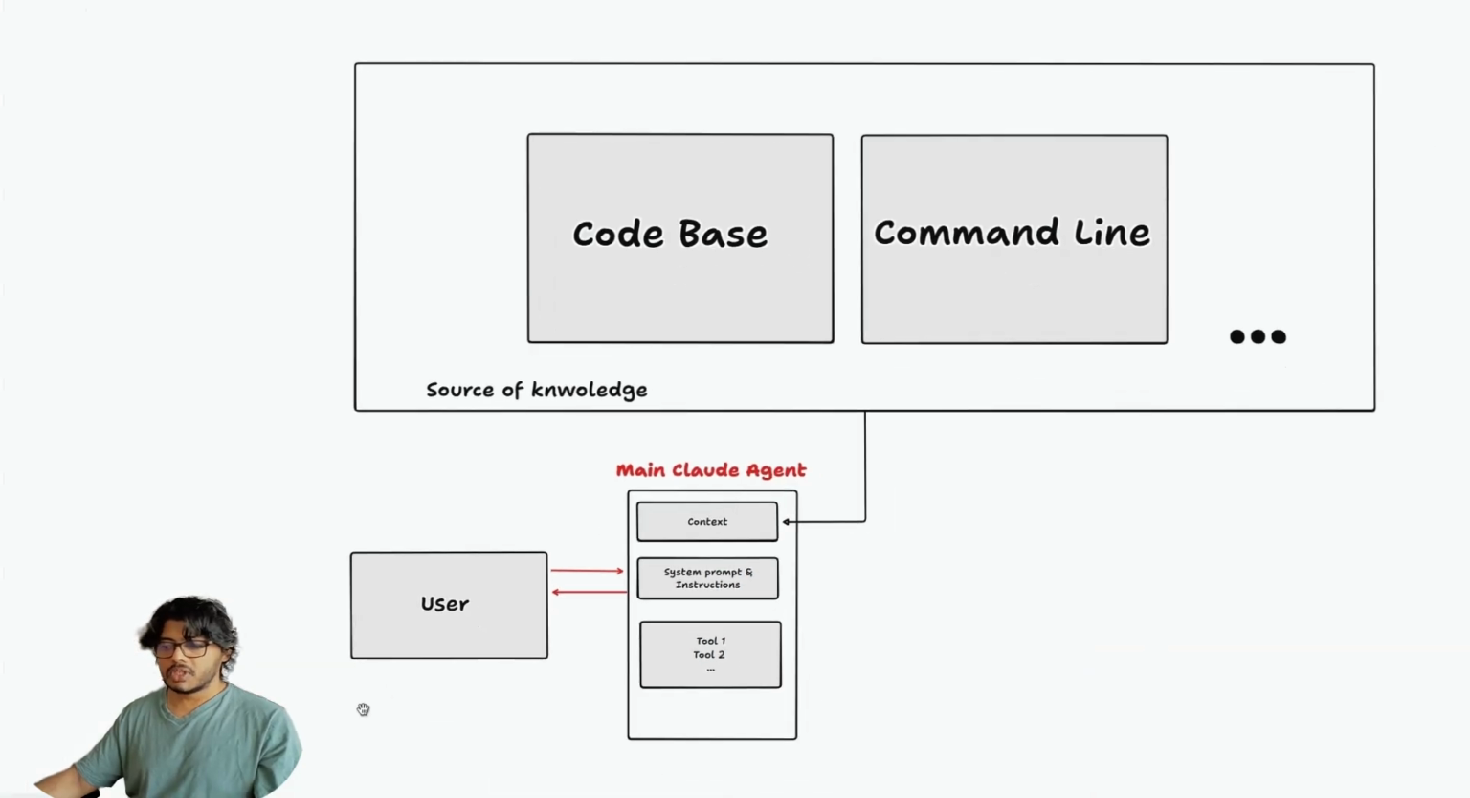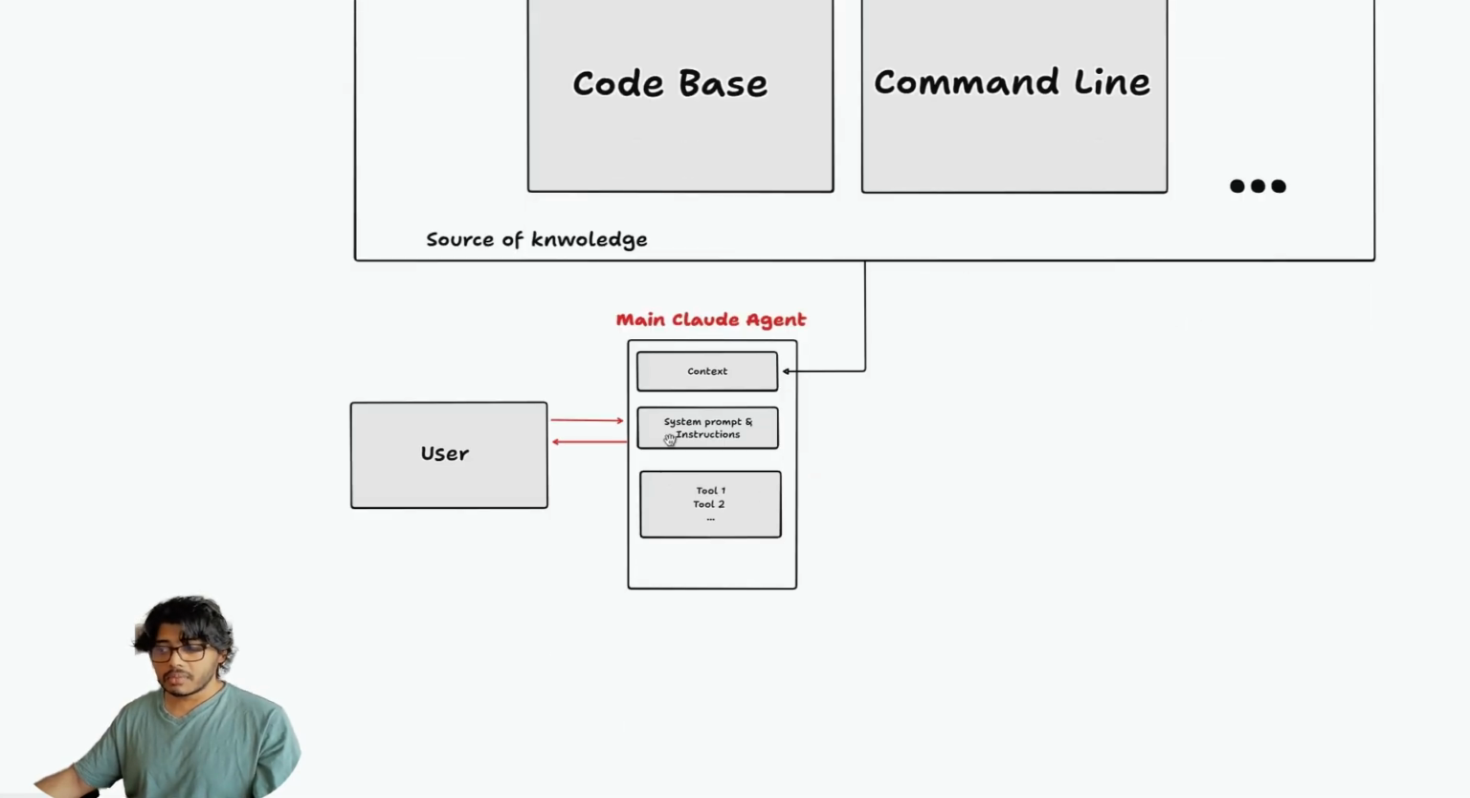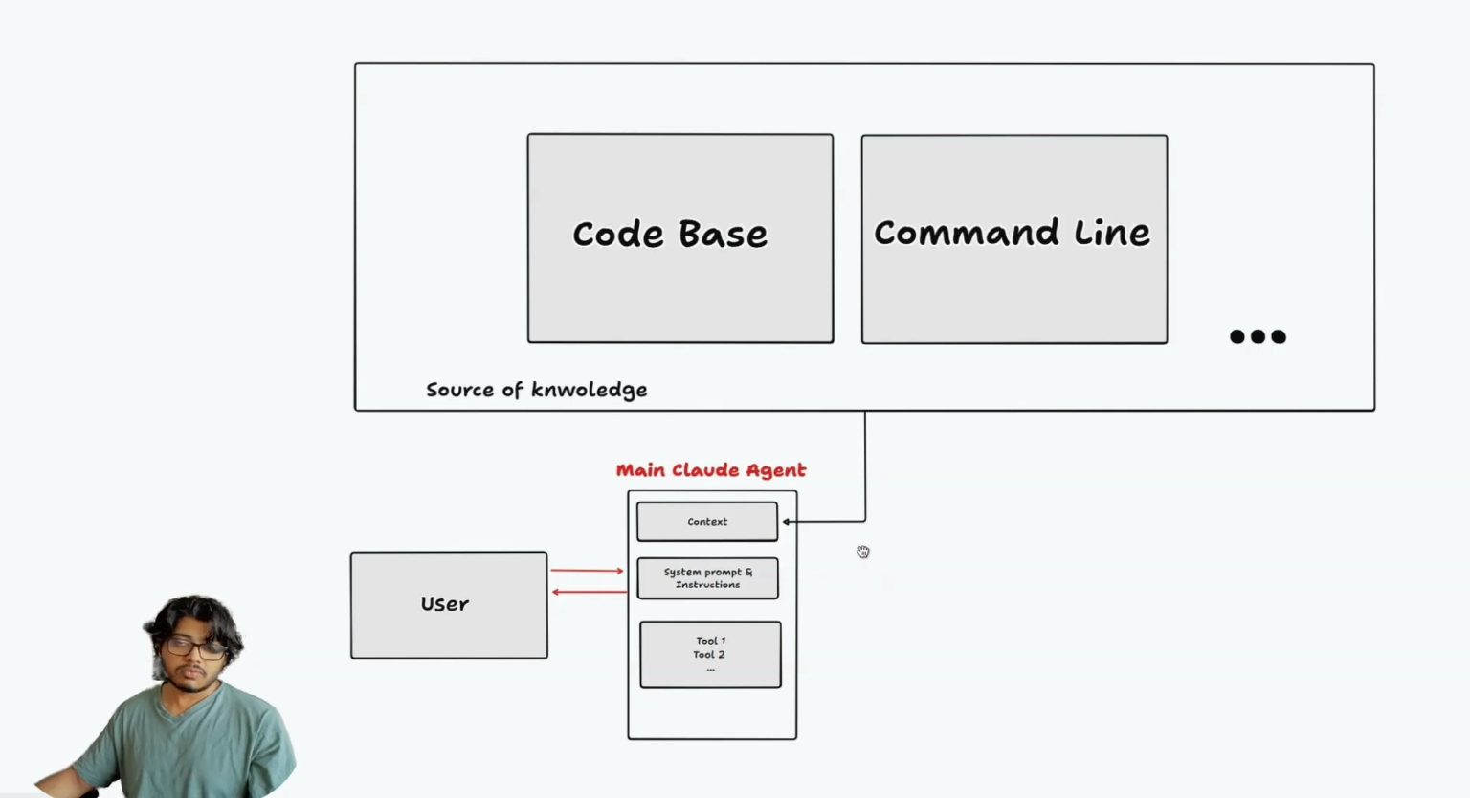So what happens is the user asks some query. Okay, let's build something, right? And then the main Claude agent is going to get the relevant information from the code base and the command line into its context window, and it's going to have its system prompt and instructions on how to do a task. So it's going to combine everything and then use its tools, whatever tools are allowed for it to use, and then it will take actions until it meets the user's requirement and then sends back the response. This is how the normal traditional main Claude agent works.